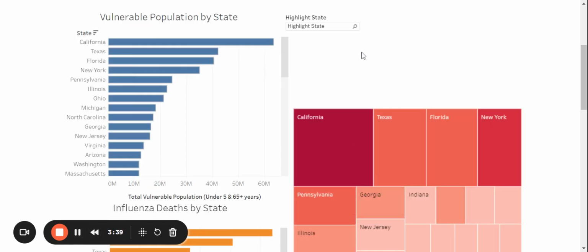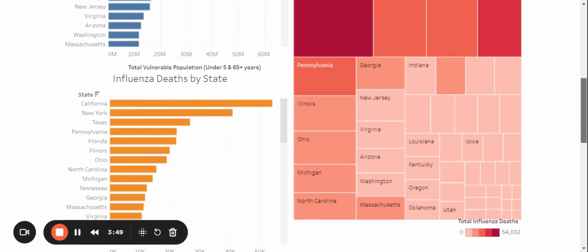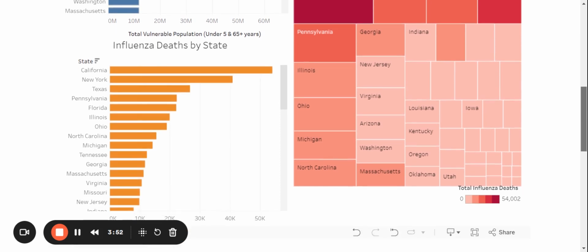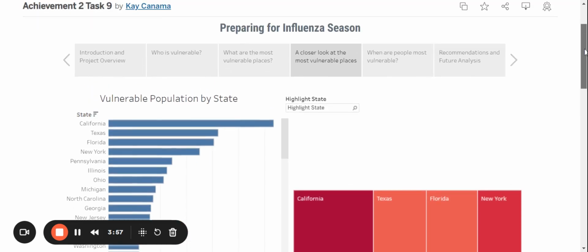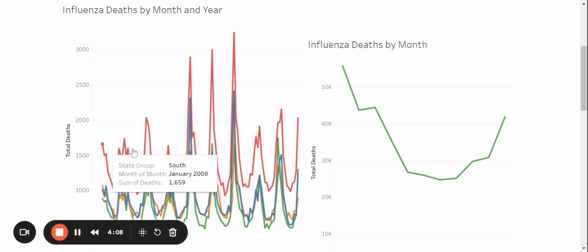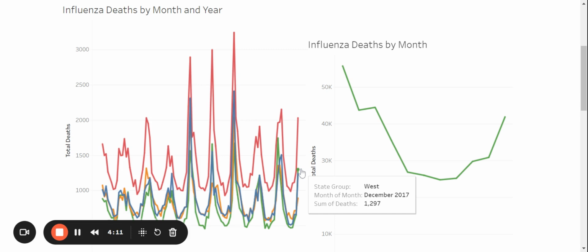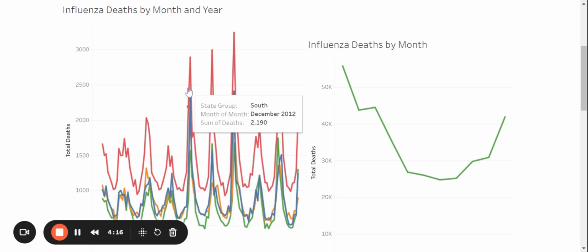Here is a closer look at those most vulnerable places. When are people most vulnerable? Here we have a graph depicting the number of influenza deaths by month and year from January 2009 to December 2017. As you can see, the number of deaths greatly varies depending on time of year.